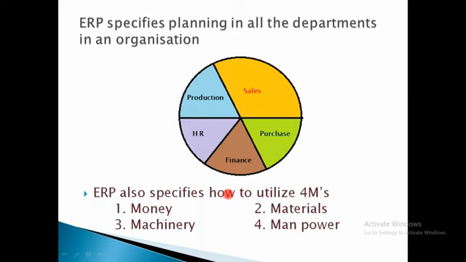And ERP also specifies how to utilize 4Ms. And what are the 4Ms? Money, machinery, manpower, materials. Make a note. ERP also specifies how to utilize 4Ms.